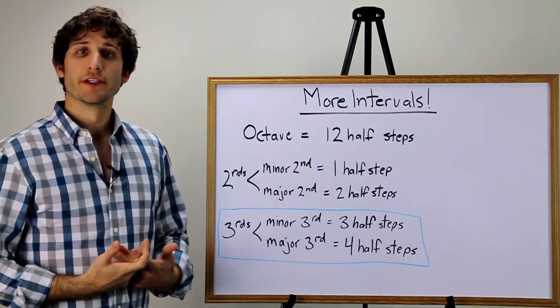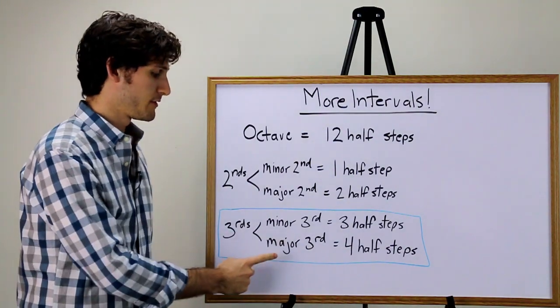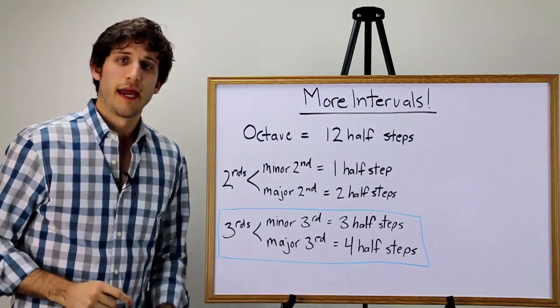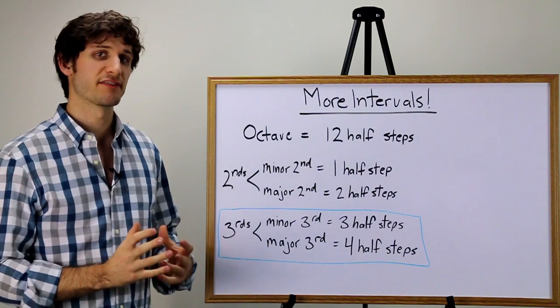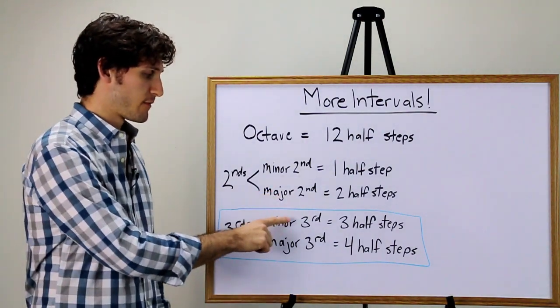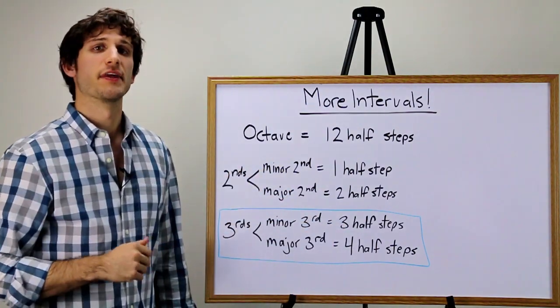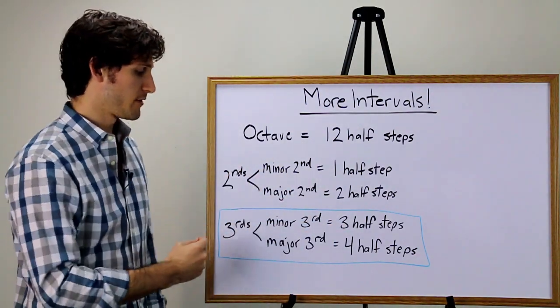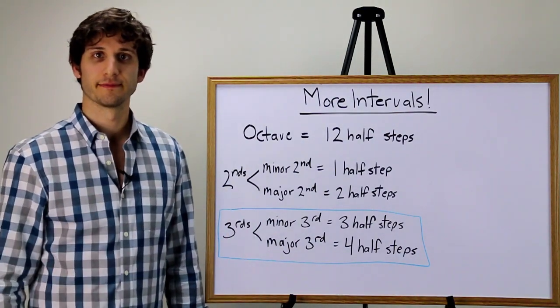In this video, we're going to introduce the family of thirds. There are 2 kinds of thirds, minor thirds and major thirds. And we're really going to start leaning on our definition of intervals in terms of how many half steps they are. So a minor third is the next interval up from a major second. A minor third is 3 half steps, and then a major third is 4 half steps. Okay, let's hear what they sound like.